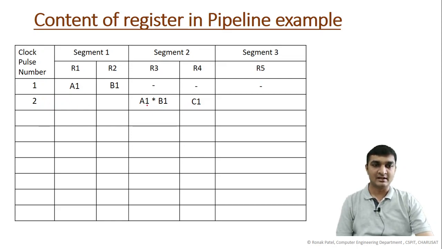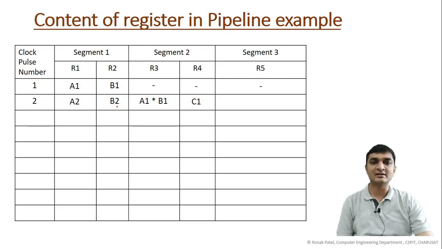Now you see we are in the second segment. The first segment is empty, so you can start the next task here, that is to load A2 and B2 into R1 and R2, which is required next. So you can see that at clock pulse 2 we have overlapped these two things, right, the second segment and the first segment.